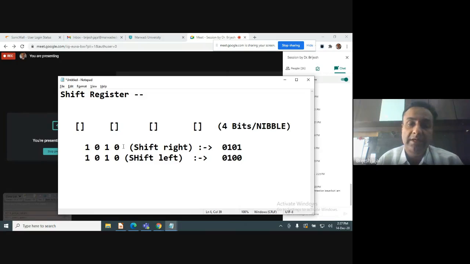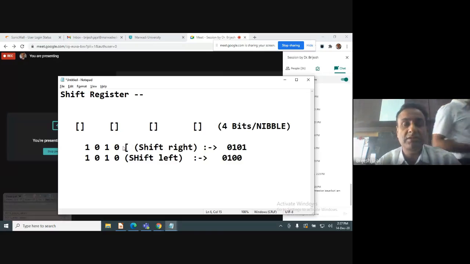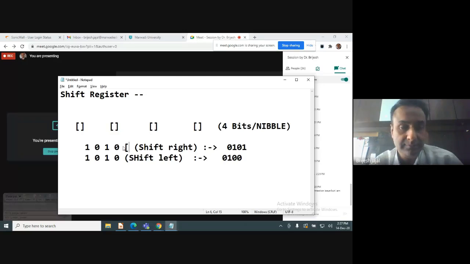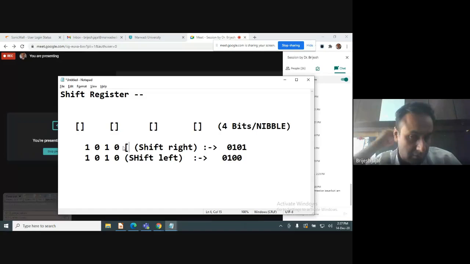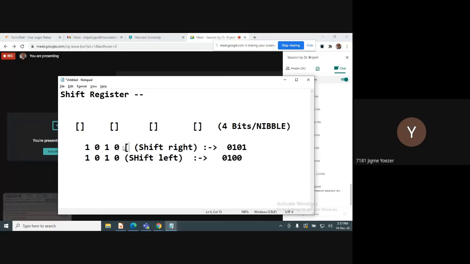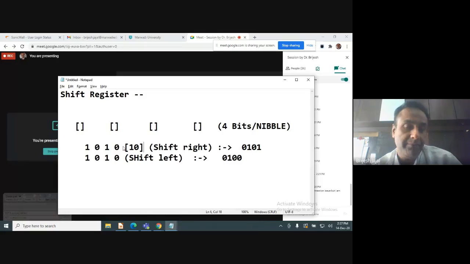How? Let us see. What is this number? Can you tell me? 1010 means which decimal value it is? What is the decimal value? 1010 is 10. Right? 8 plus 2, so that is 10. See, we do it like this. You remember the formula? 8, 4, 2, 1. So this is 8 plus 2, so that is 10. Right? It is 10, no?